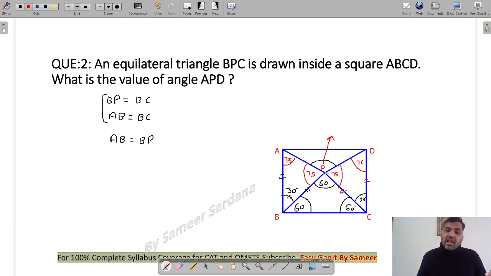You can see that angle APD would be 180 minus 150 minus 60, right? Sorry, this will be 360 degrees minus 75 minus 75, that is minus 150, minus 60. So the answer would be 360 degrees minus 210 degrees. That is, the final answer will be 150 degrees. That's the correct answer of the question, guys, right? That's question number 2 for you.